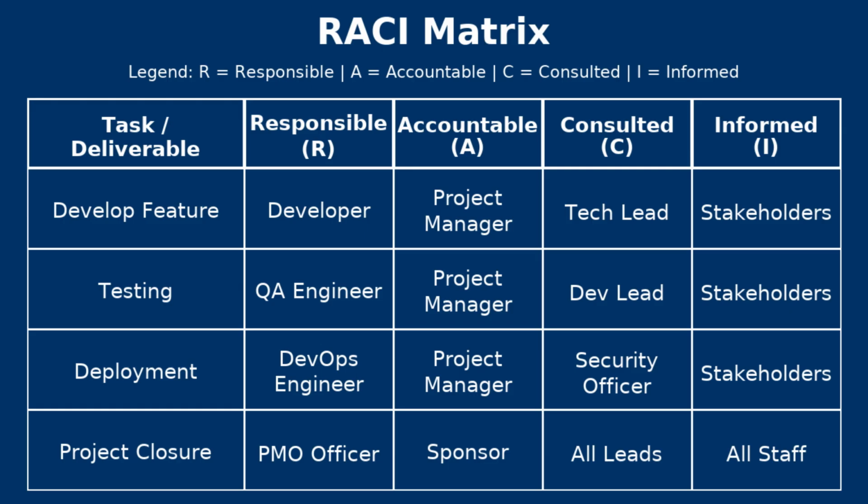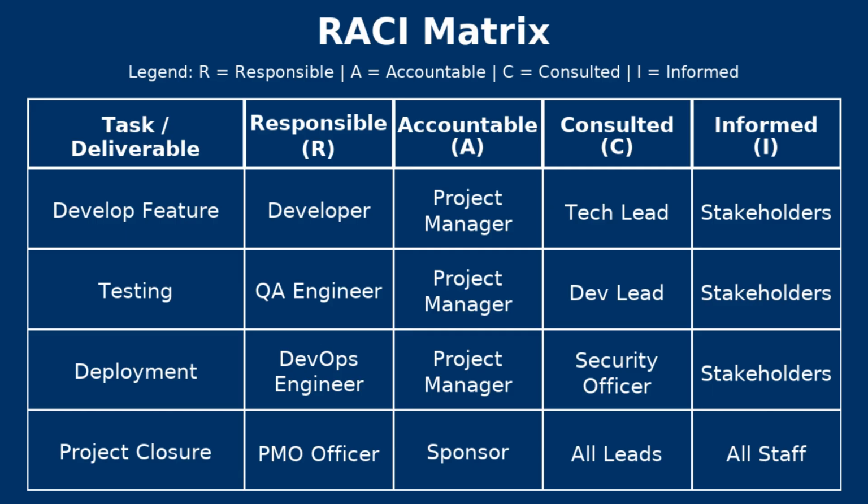If you look at the next task, which is called testing, the QA team is responsible for this particular task. They are going to run the tests. The project manager remains accountable. He is going to ensure the quality gates are passed. Development leads will be consulted for this particular task. Development leads will help troubleshoot issues. Stakeholders need to be informed for this particular task. They need to be notified on readiness.